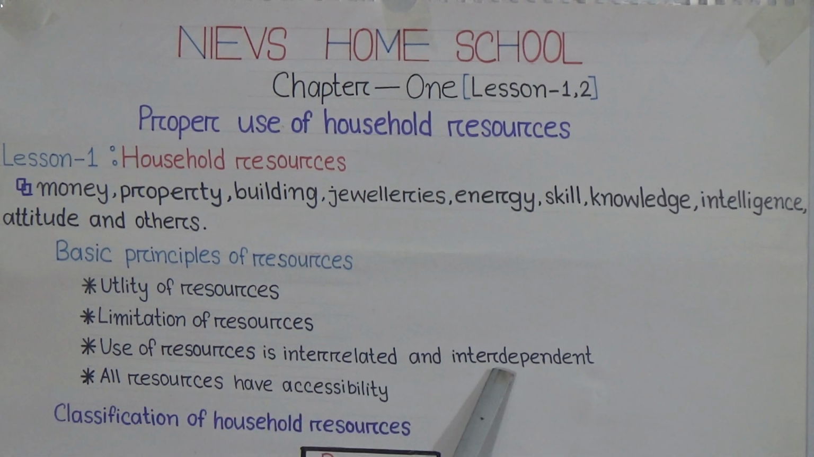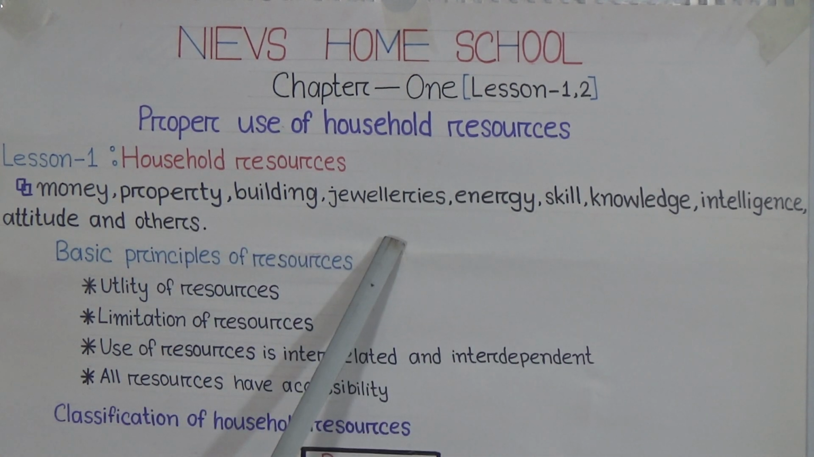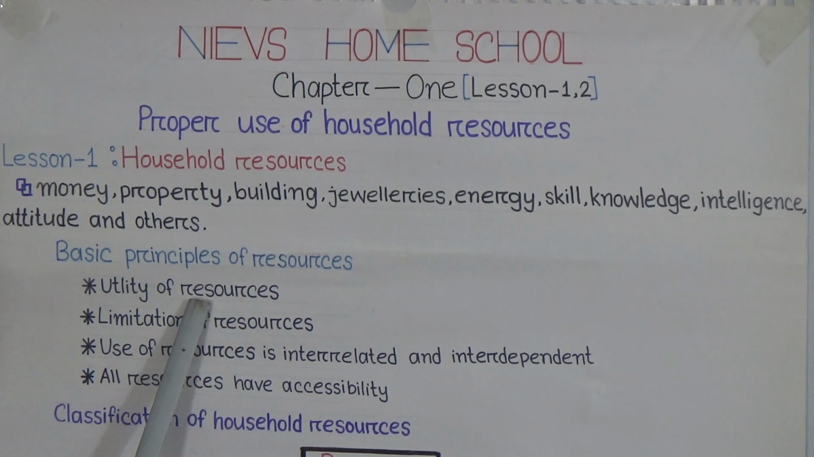Next, use of resources is interrelated and interdependent. When you go to the text, you will be able to learn elaborately about all this, but you have to make interrelation and interdependence between all these resources. If we are able to mix all these resources together, we will be successful in using them. Next, all resources have accessibility. So we have such properties, such resources, and if we are able to use them properly in a managing way, we will be able to develop in our life, and we will be able to do anything for our family members.